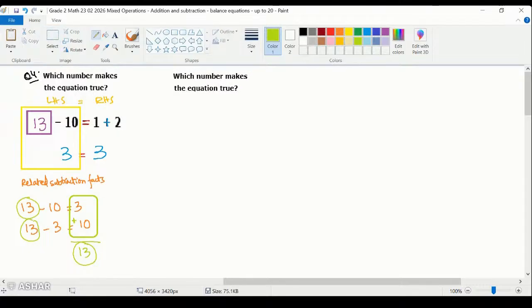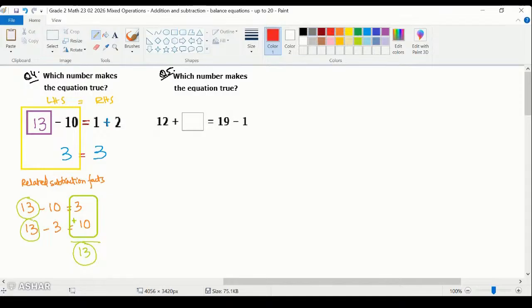Let's have a look at question number 5. In question number 5, what they're asking us is 12 plus something should be equal to 19 minus 1. Okay. First thing first, what is 19 minus 1? We need to find the answer for 19 minus 1.